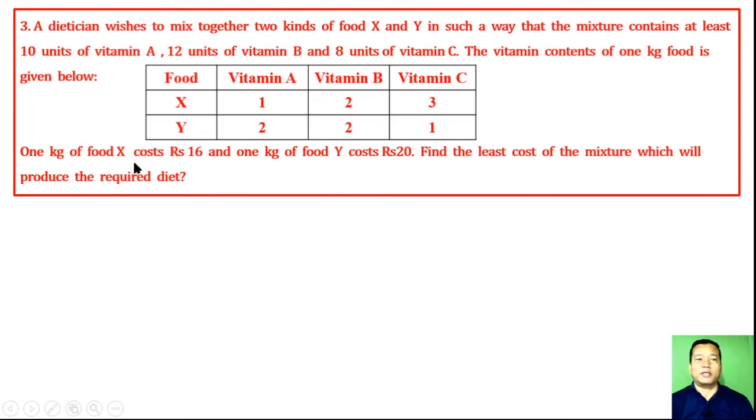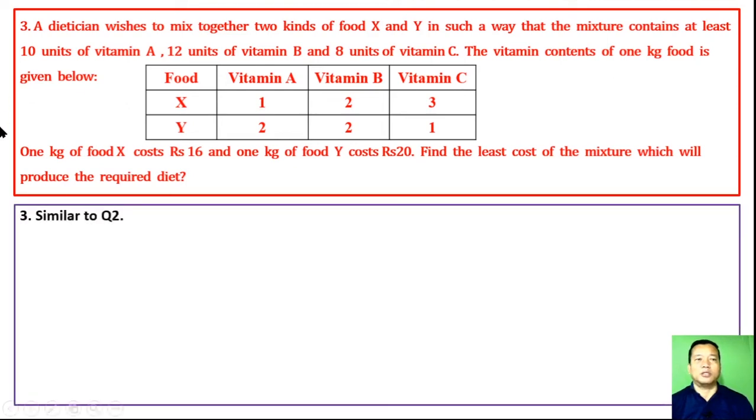Let the kg of food X and the kg of food Y be variables, and find the least cost of the mixture that satisfies the diet. This is similar to question number 2, so we leave it.